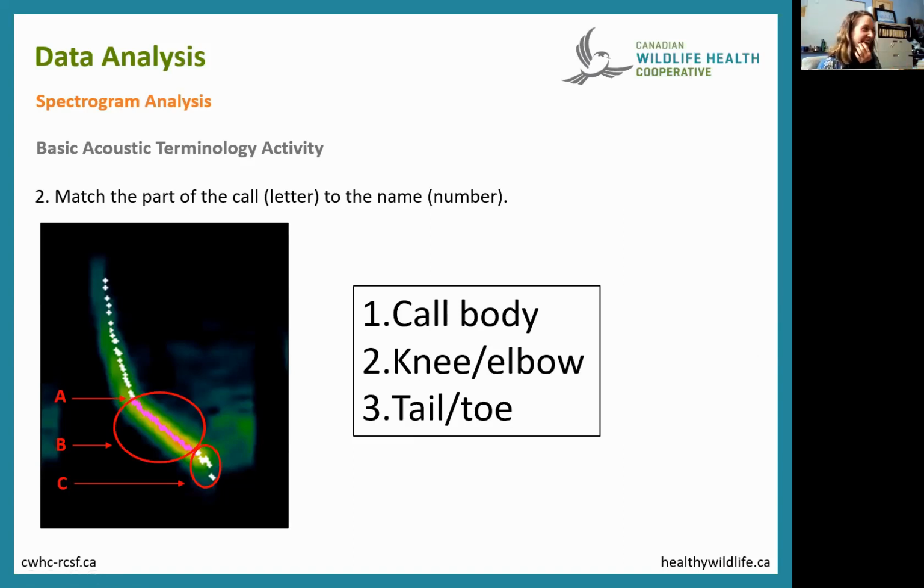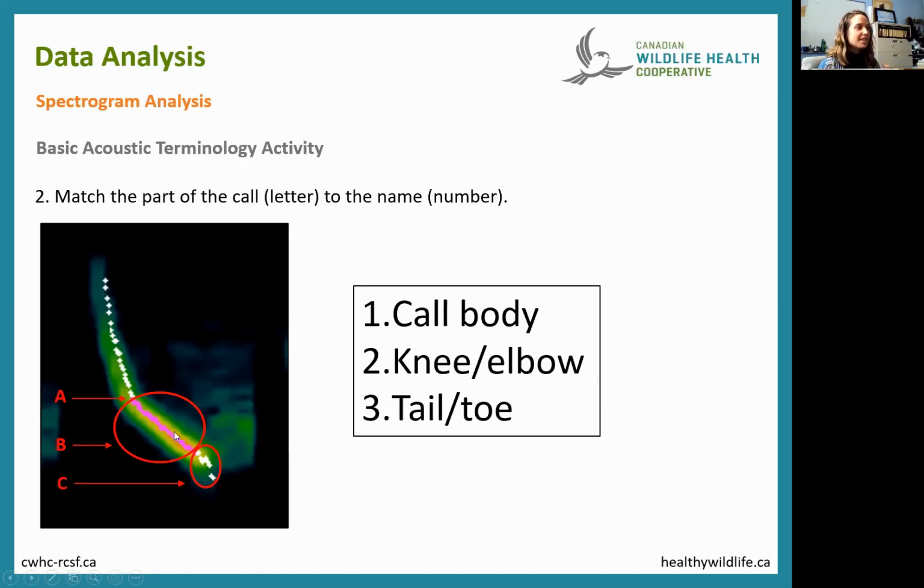So I'll translate. I'm seeing A is knee, B is call body, C is tail toe. Several other people are saying the same thing. Okay. Call body is B, A is knee, C is tail. B is body. Yes. I think everyone has put the right answer, so I don't think there's any confusion there.